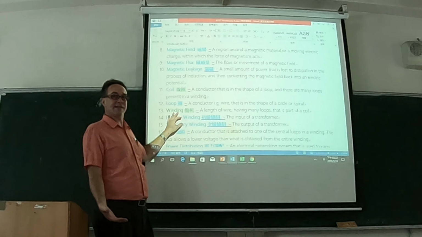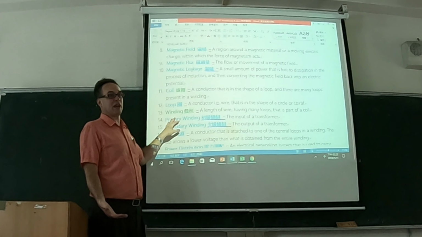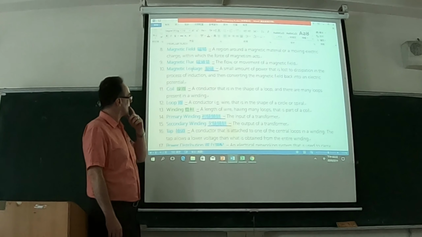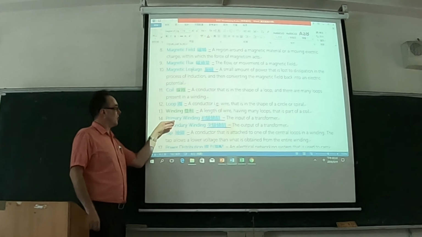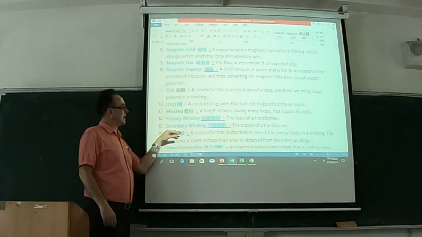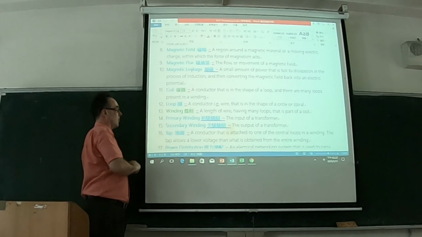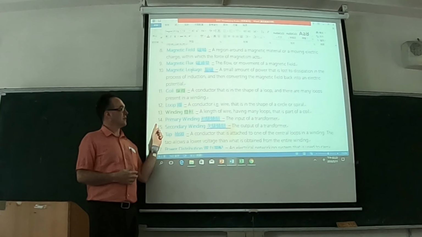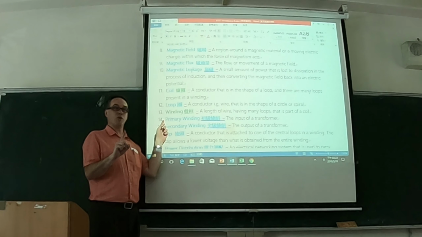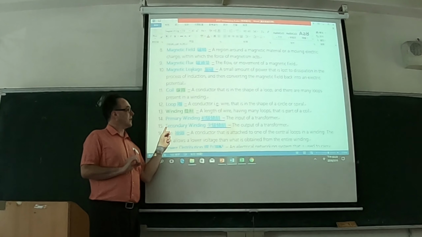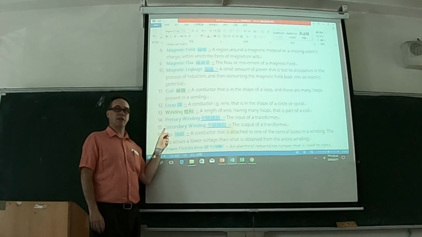And a transformer has at least one or two windings. Some transformers have several windings. The winding in which we input the electric current is called the primary winding. And the other winding that we draw current out of the transformer is called the secondary. So within the transformer, there's usually just one primary, and there is at least one secondary, but oftentimes there are many secondaries.